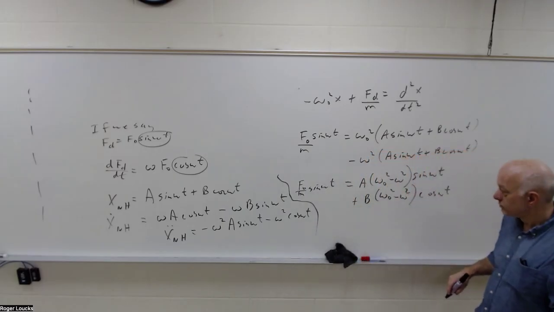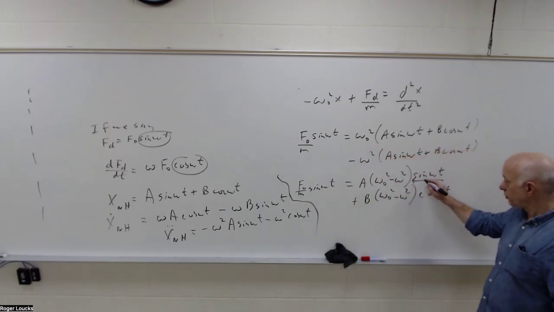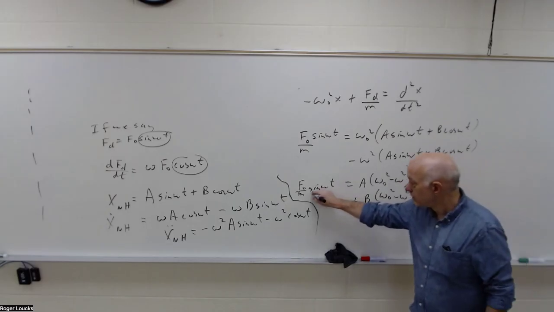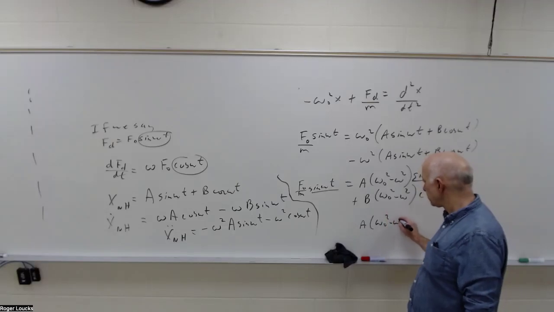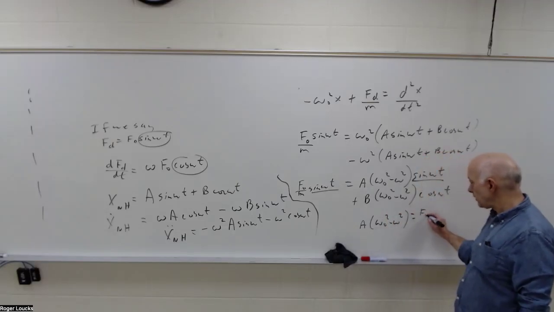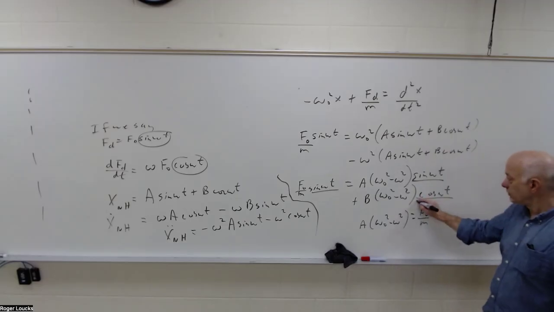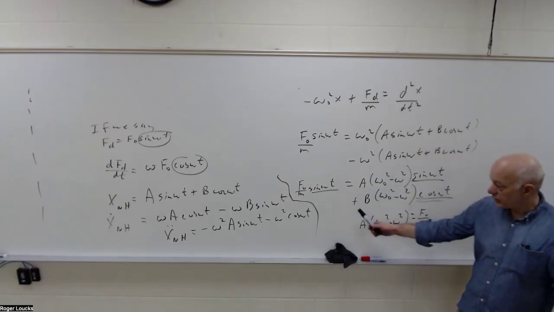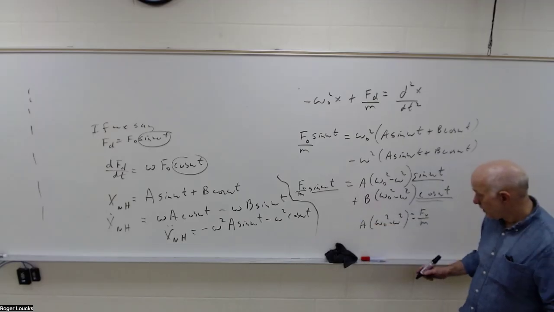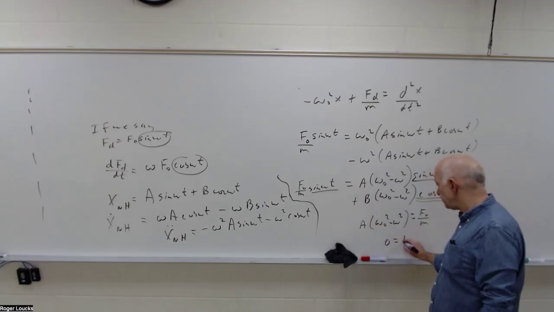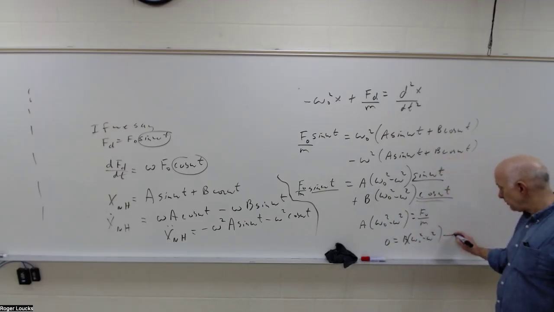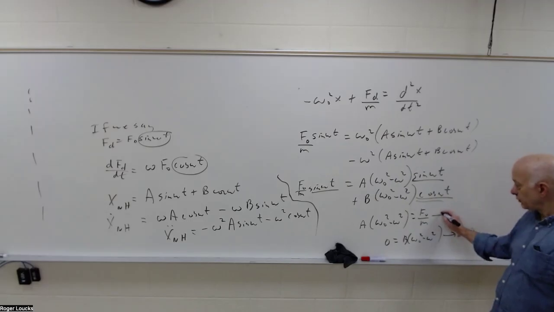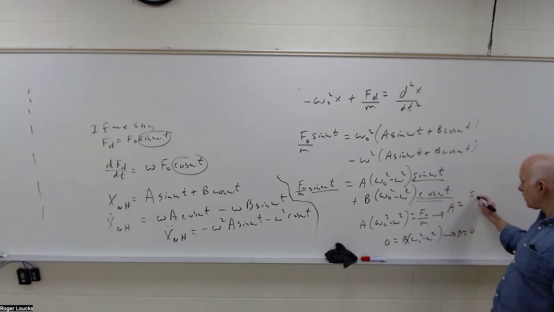F naught over m equals A. The term in front of the sine omega t is unique. So we can say that A times omega naught squared minus omega squared equals F naught over M. And what about the cosine? There is none. So we get 0 equals B times omega naught squared minus omega squared. This gives me B equals 0. And the other one gives me the same thing we had before, F naught over m times omega naught squared minus omega squared.